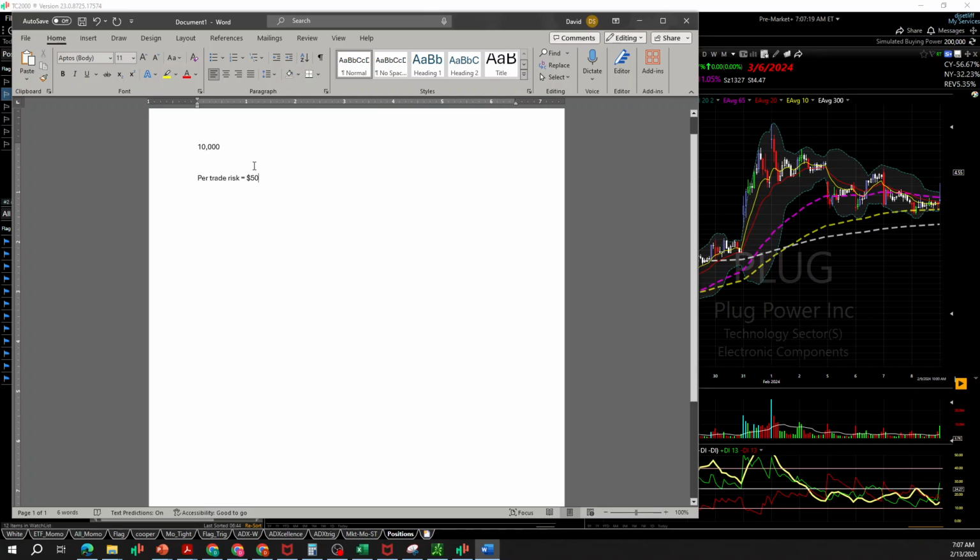So the question is, okay, now your baseline risk value is $50. This is what you would call R. This is your risk per trade. How do you determine the position size? And honestly, it really depends on a lot of different dynamics.